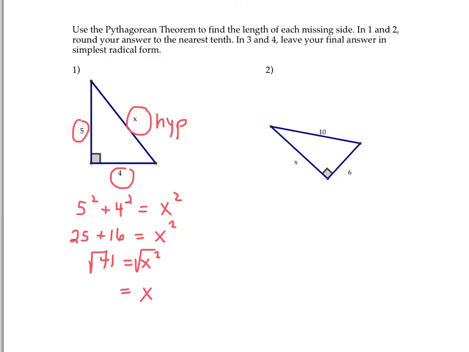Now, when I do the square root of 41, this is where we go to the calculator, and then we're going to get the decimal. And again, we need to round it to the nearest tenth. And the square root of 41, rounded to the nearest tenth, would be 6.4.